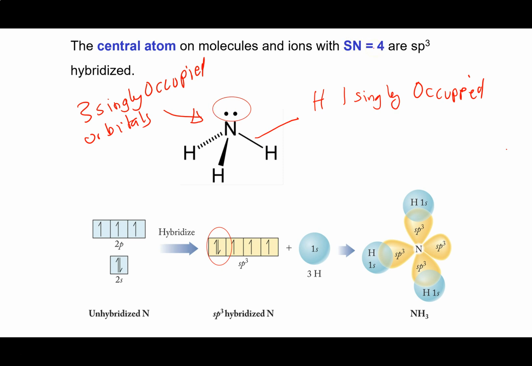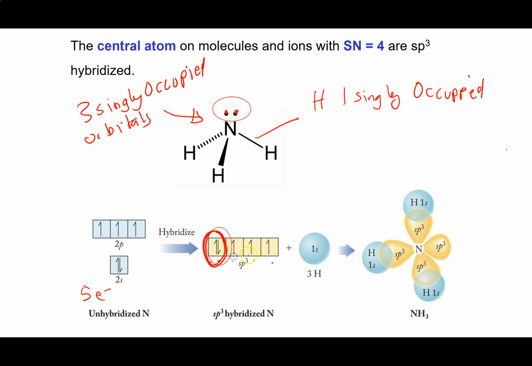It's got steric number 4. We want to sp3 hybridize this. So here's the unhybridized nitrogen atom, which has valence electron configuration 2s2, 2p3. We're going to sp3 hybridize it, so we end up with 4 equivalent sp3 hybrid orbitals. And then we have to put in the 5 valence electrons. So we go 1, 2, 3, 4, and then we come back and put our 5th electron in. So you see here we have this doubly occupied orbital. That can't be used for bonding. That's what your lone pair is.